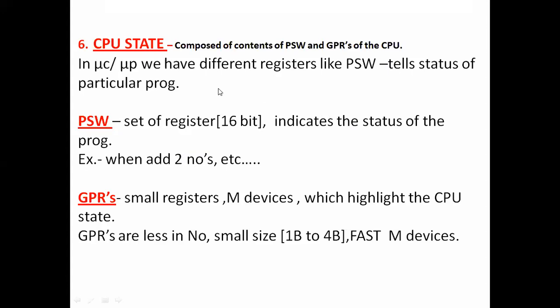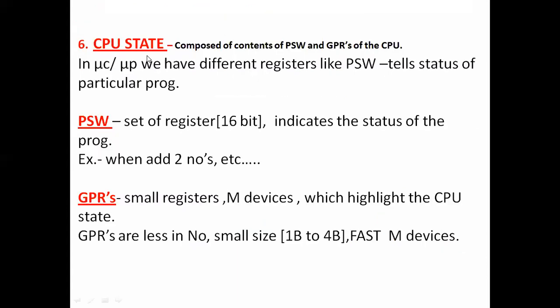And regarding the general purpose registers, these are nothing but small registers or small memory devices which will highlight the CPU state. These are very less in number and small in size, and their usual size will be 1 byte to 4 bytes, and these are fast memory devices. So we can have a better understanding of the status of the program using the process status word as well as the general purpose registers, and these 2 points can be explained in the CPU state.